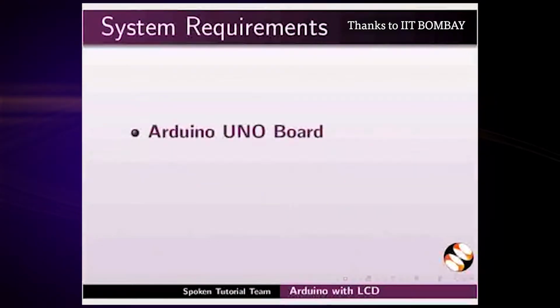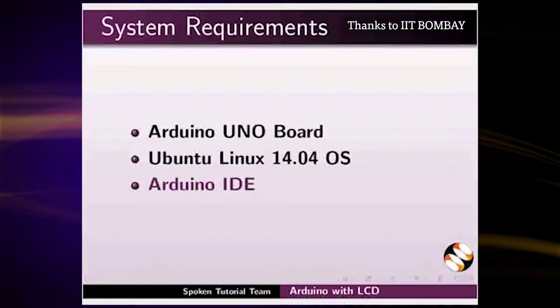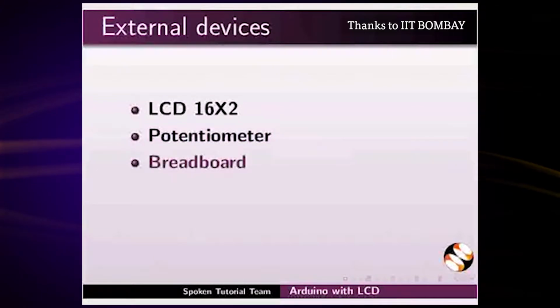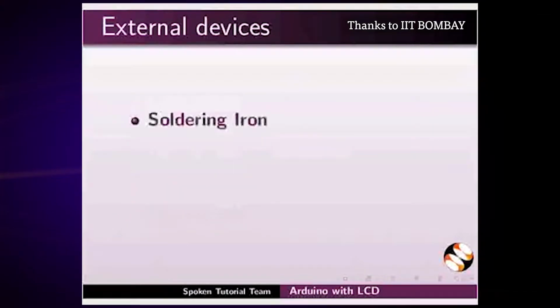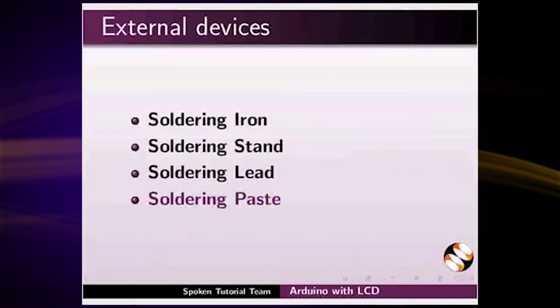Here I am using Arduino Uno board, Ubuntu Linux 14.04 operating system and Arduino IDE. We also require some external devices such as LCD 16:2, potentiometer, breadboard, pin header, jumper wires, soldering iron, soldering stand, soldering lead, and soldering paste. Now, let us see the details of the circuit connection.